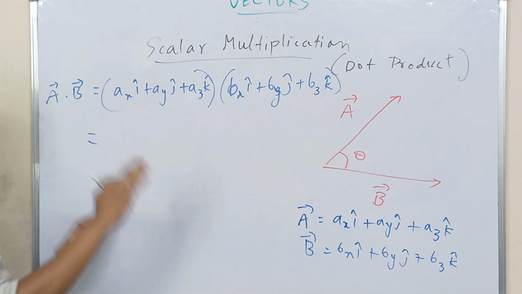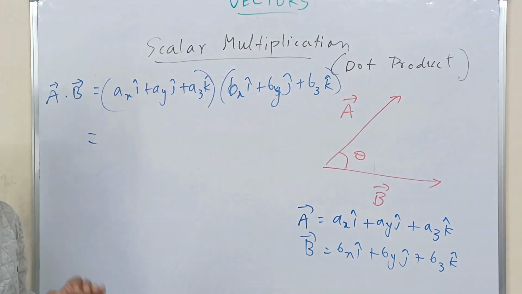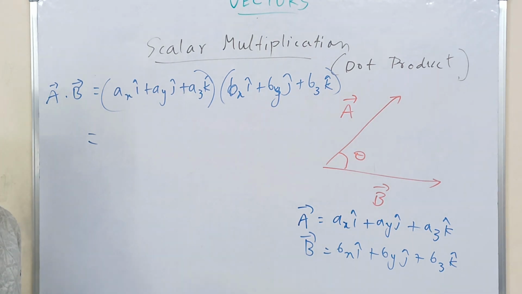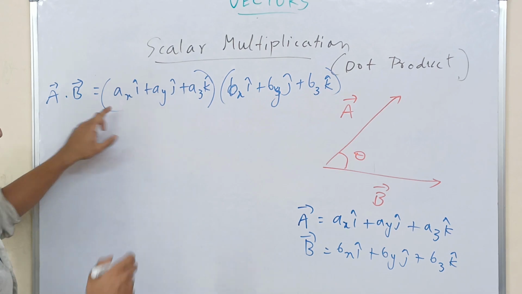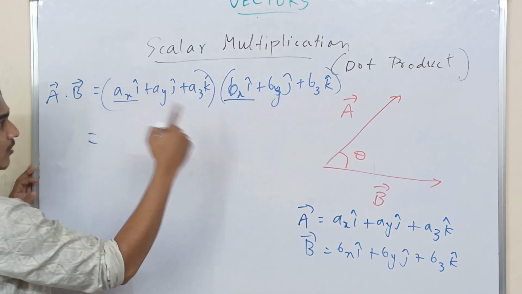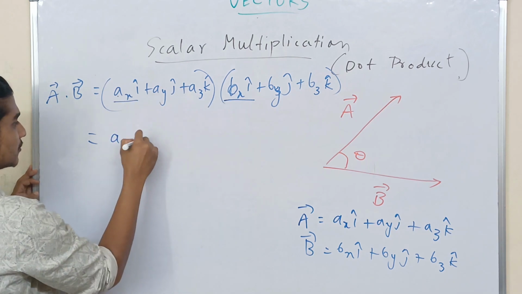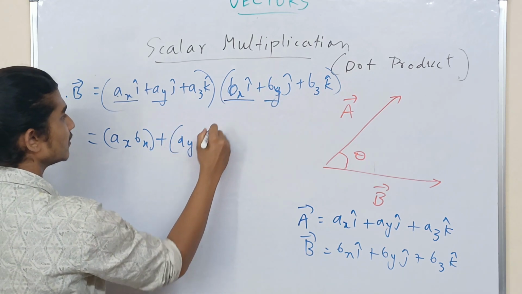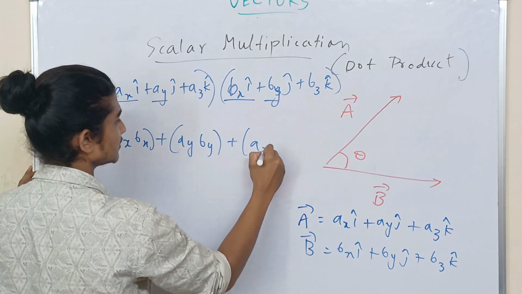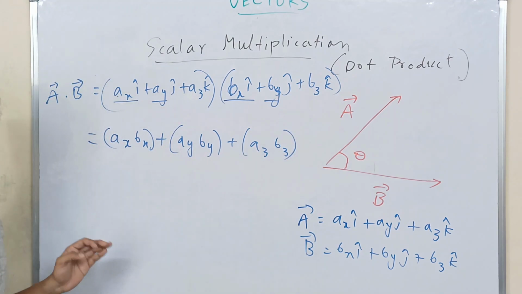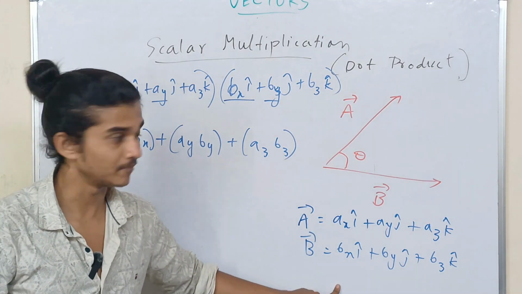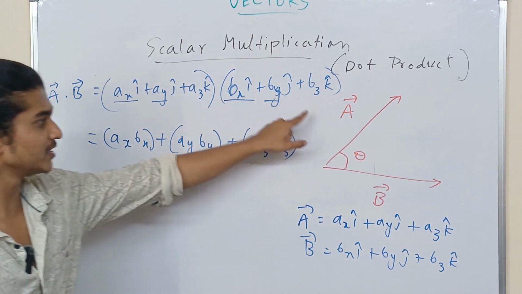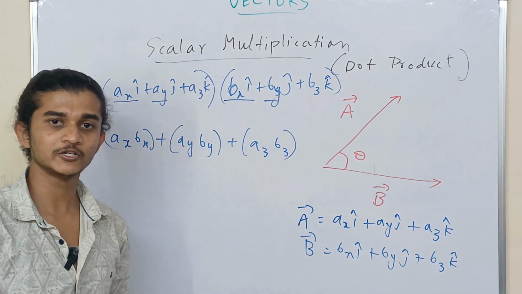Now if you have it in this form, how are you going to do the dot product? So that is the question. The rule is that you just have to multiply the corresponding components. So suppose this is the x component, you have to multiply the x components accordingly. So ax into bx plus ay into by plus az into bz. This is how you do the dot product if it is given in this particular form. Just take the corresponding components, ax into bx, ay into by and az into bz, and then add them up. You're going to get your dot product.